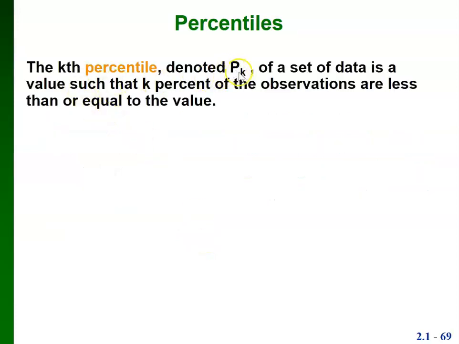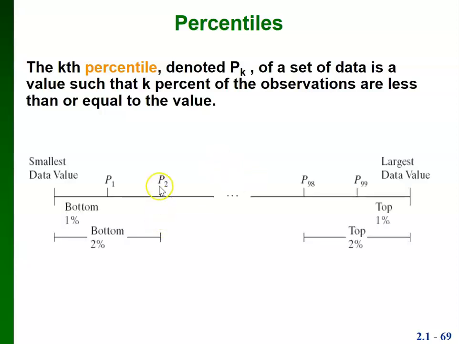The kth percentile would be P sub k, and this is a value such that k% of the observations are less than or equal to that value. For example, if we look at P sub 2, that's the second percentile, that means that 2% of the data values would be less than or equal to that number. If we look at P98, that would be the value such that 98% of the data values are below that. So we could also think of that 2% of the data values are greater than that value.